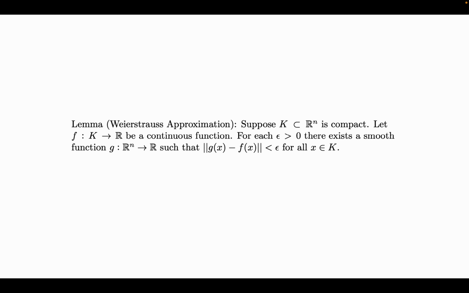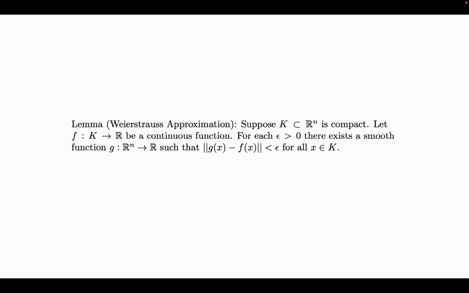Picture a continuous function which could be jagged and just terrible to work with. For example, Brownian motion. And as long as this function's domain is compact, we're able to approximate the function arbitrarily well by a smooth function. So really just a beautiful, beautiful claim and something that is extremely important.